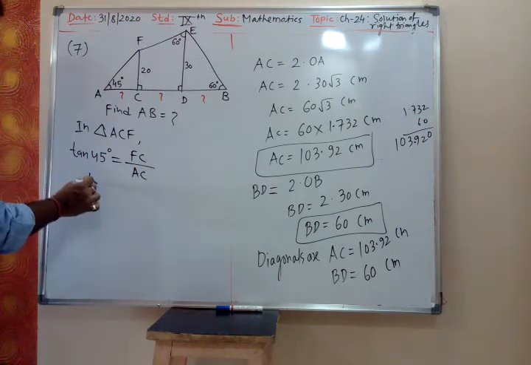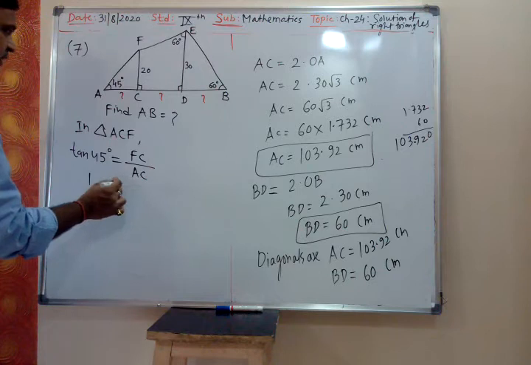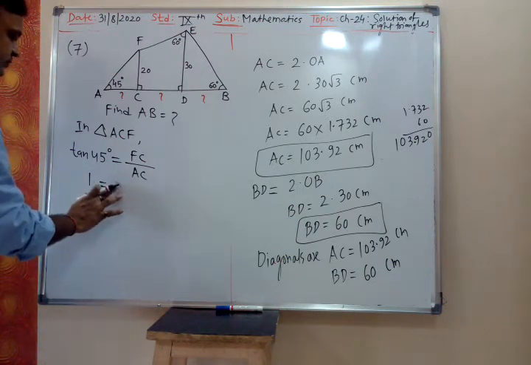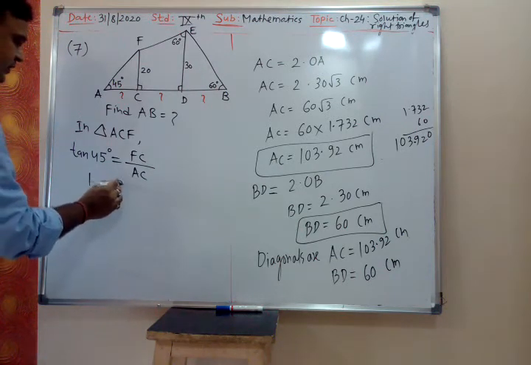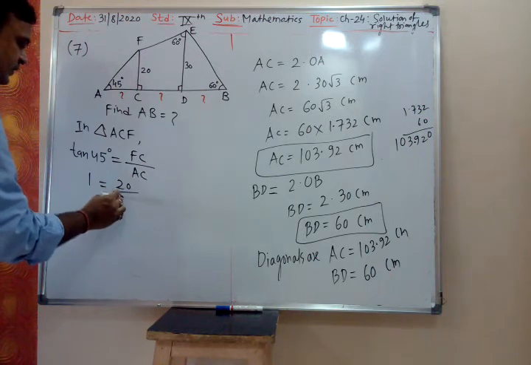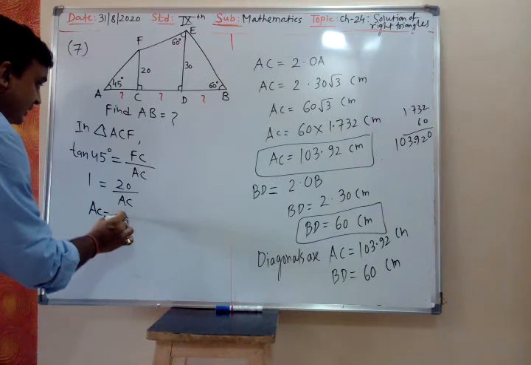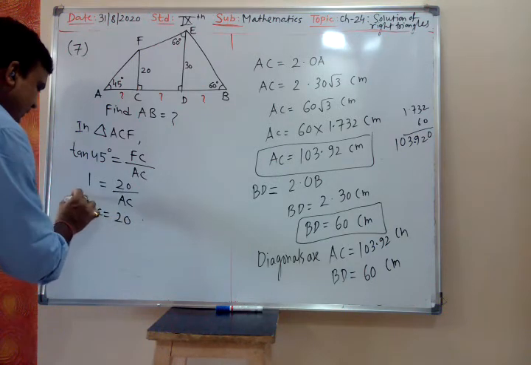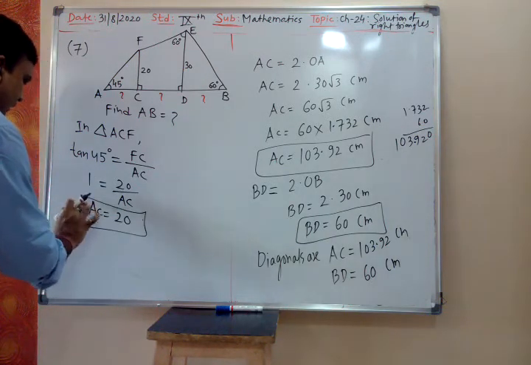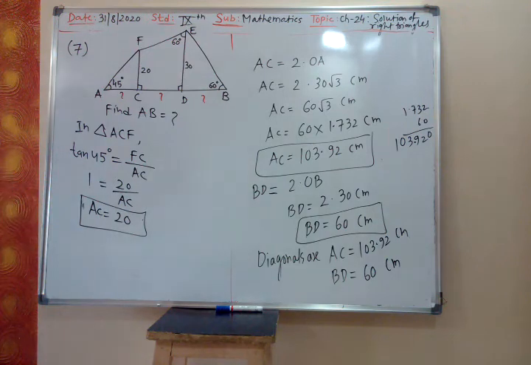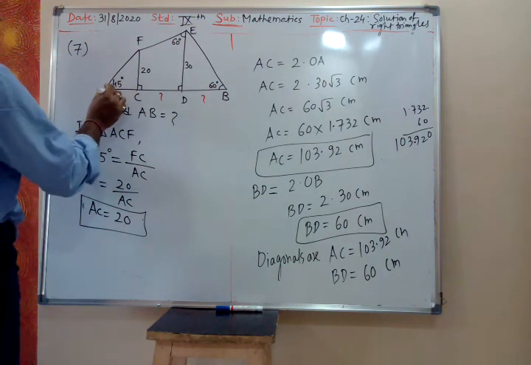Tan 45 is 1. FC is given as 20, so 1 is equal to 20 upon AC. So my AC is 20. Unit is not given, so we write 20 only. So my AC we have found. AC is 20.